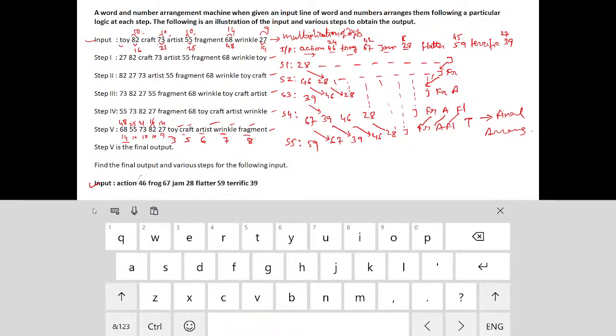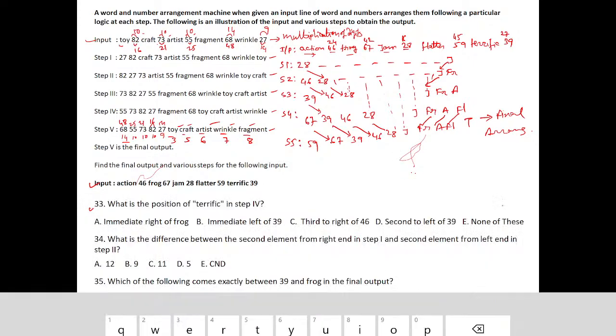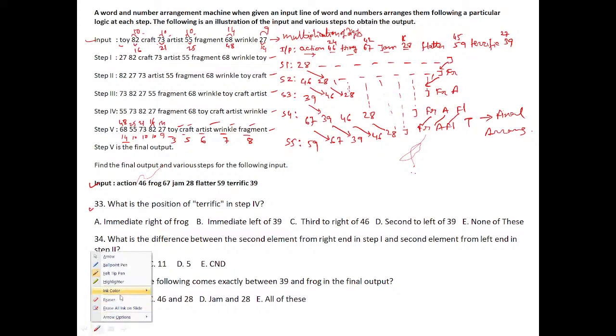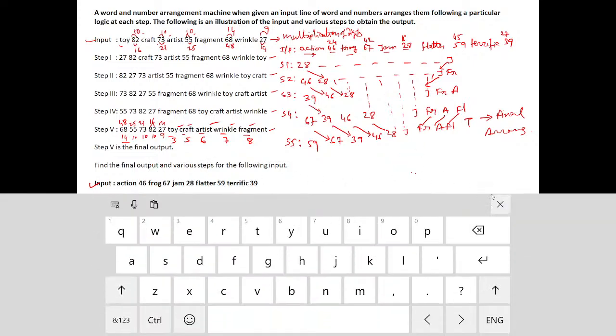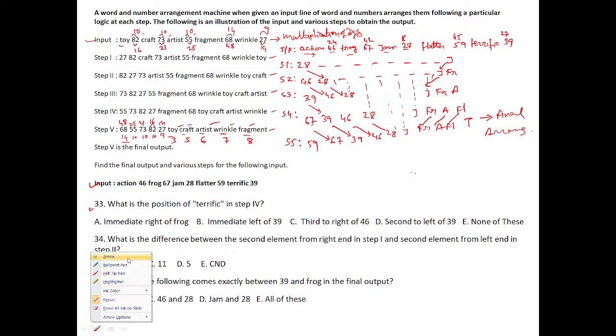Question number 33 here. Okay, solve the follow-up questions here. The first question. What is the position of terrific in step 4? So in step 4, only 2 places are left, this and this. So we have arranged in step 5 only 2, 59 and T. So what order was it actually in the input? 59 and terrific. So just write it like this, 59 and terrific.